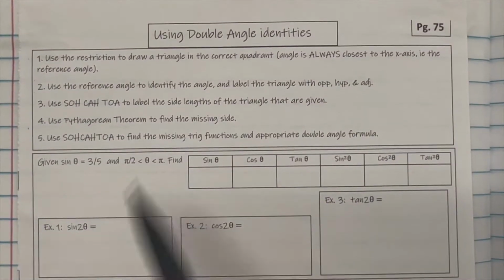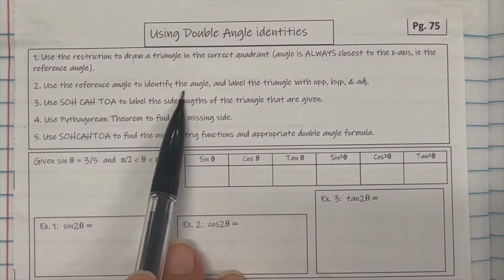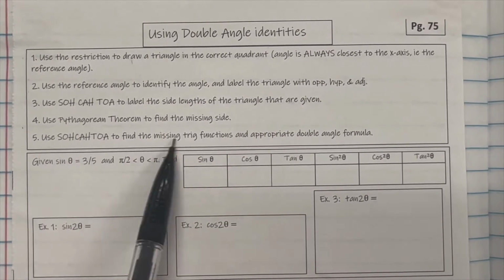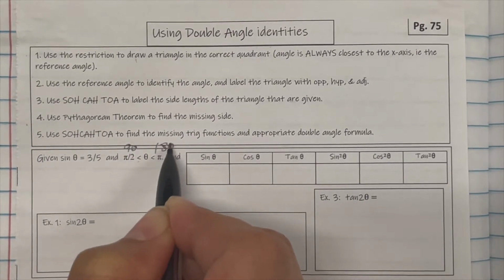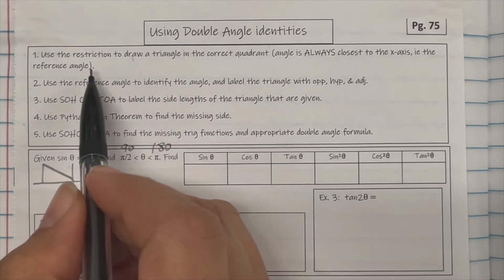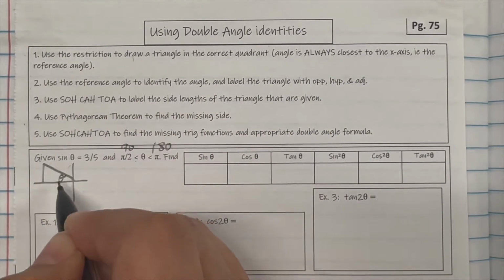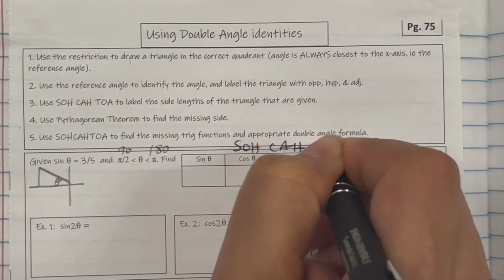All right, so we're going to take a look at how to use double angle identities. These are the steps that you'll use, same as before for addition. You're given this, and here's your restriction between 90 and 180. That's going to tell you how to draw your triangle. Remember, your reference angle is always closest to the x-axis. Use SOHCAHTOA to label it.